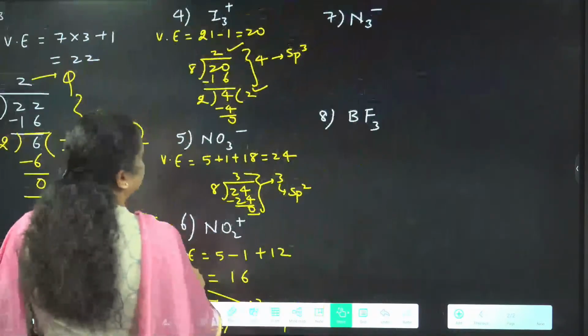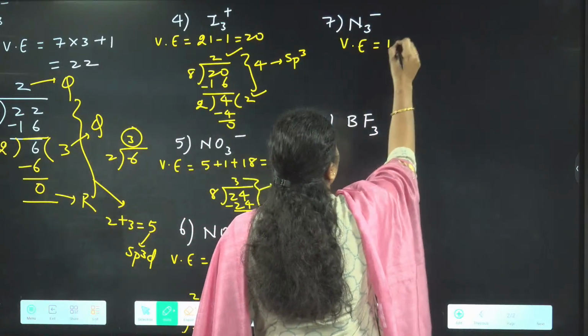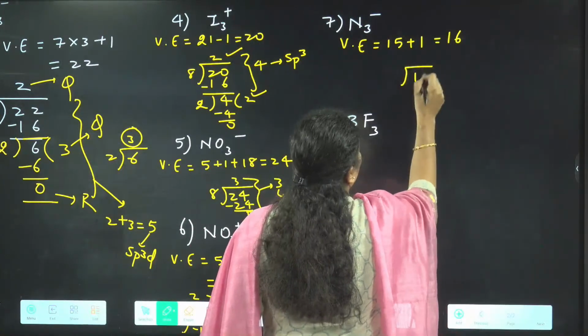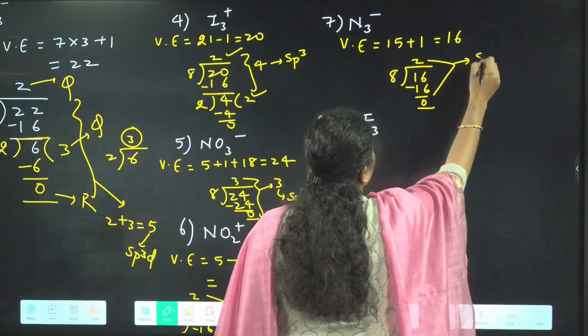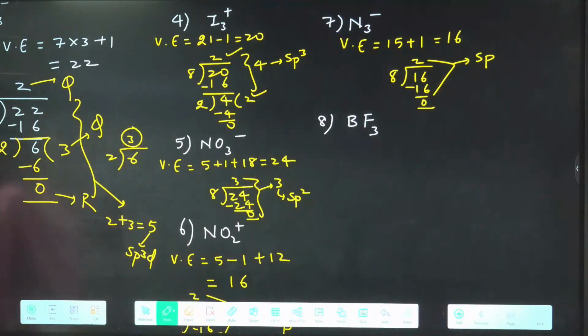Now, for N3 minus, again, valence electrons is 15 for nitrogen and 1 for that charge. So again, what we are going to get is 8 to 16. So you got this as sp hybridization. Did we get that, everyone?